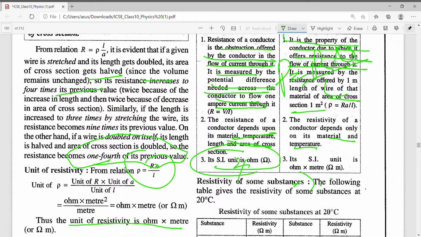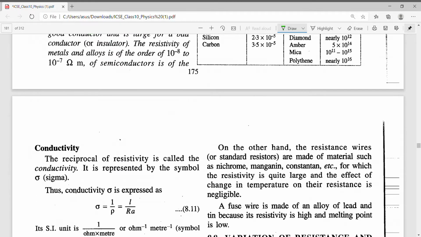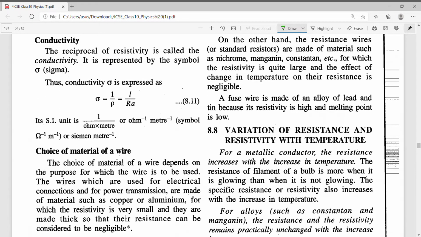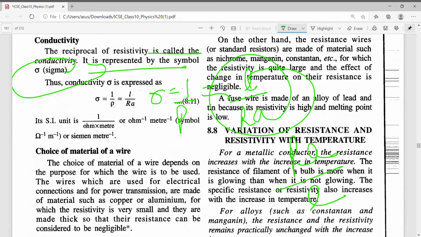The SI unit is ohm meter, right? So conductivity: the reciprocal of resistivity is conductivity. It is represented by the symbol sigma. So this is sigma. It is 1 by this, and it is L by RA. What is resistivity? RA by L. What is conductivity? It is L by RA.